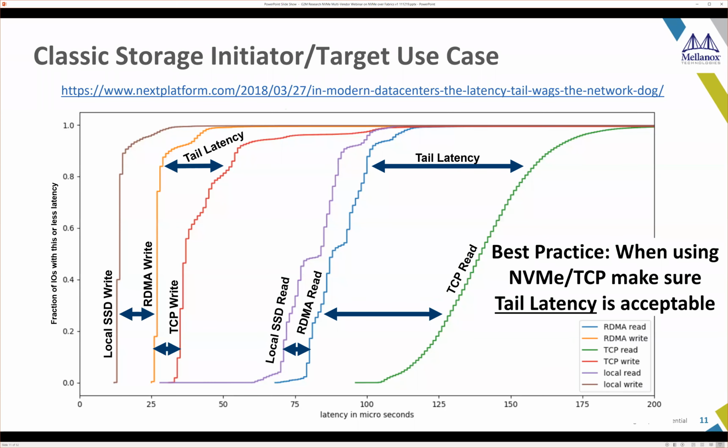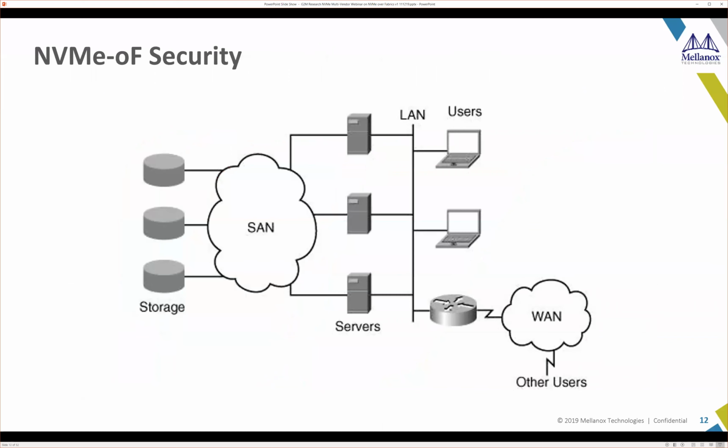So on this chart, you can see the local performance in the brown for the writes and the local read performance in the purple, and you see that the RDMA tracks very closely with a little added network latency to the SSDs. But because of the kernel and the way TCP handles congestion in the network, you can get a lot of tail latency once you get up into the high percentages, and that causes the disconnect.